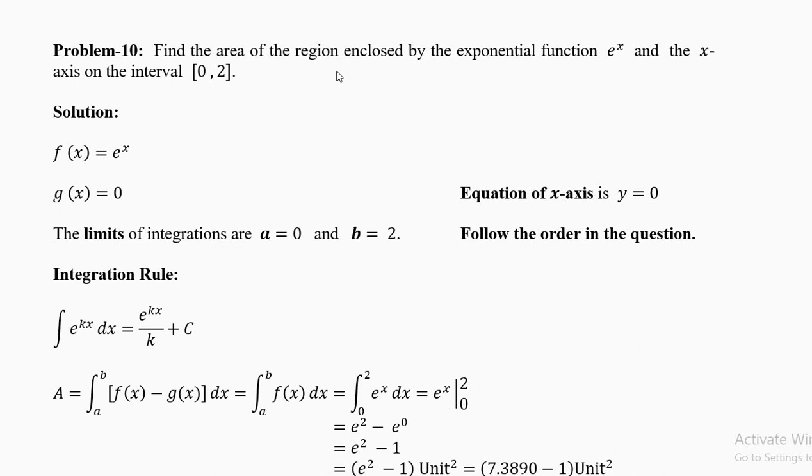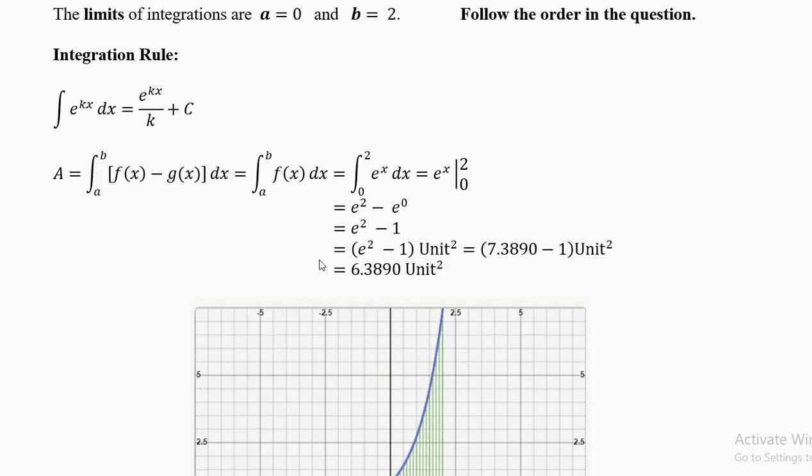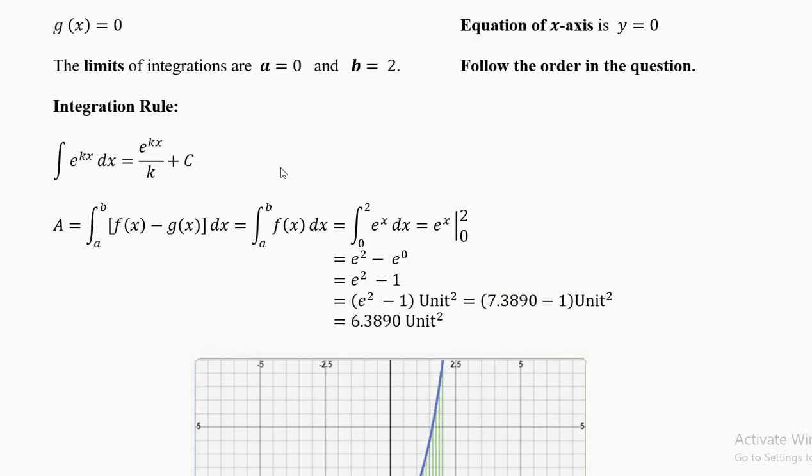Find the area of the region enclosed by the exponential function e power x and the x-axis on the interval 0, 2. X-axis means y equal to 0. Your function is e power x. What's the rule for integration? E power kx will get 1 over k e power kx plus c. Now your area is the integral from a to b of f minus g, g equal to 0, so it is only f remaining, and it is e power x dx going from 0 to 2.